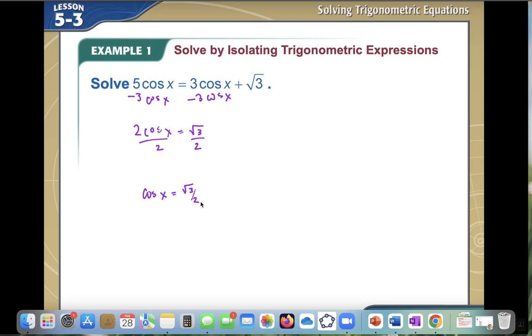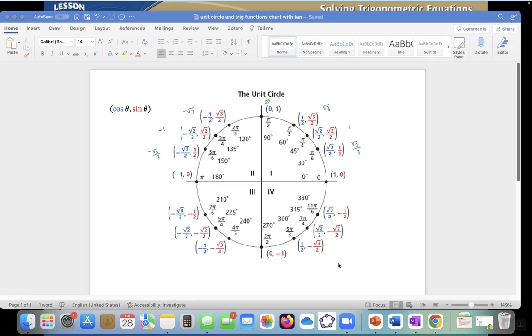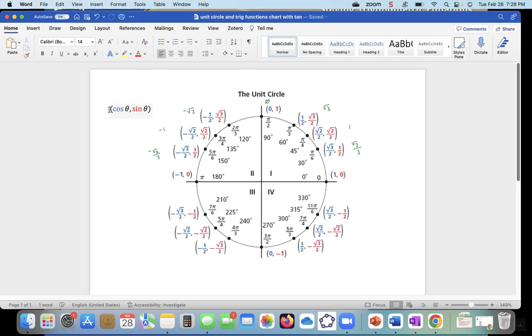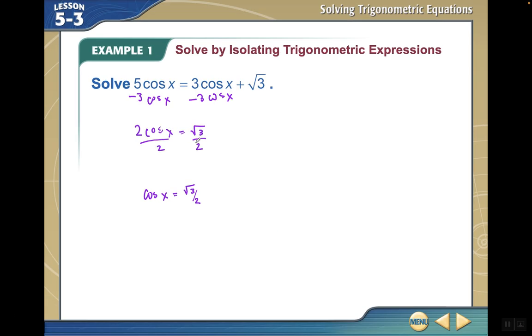So what we're going to do is grab my unit circle and find cosine, which is blue, whenever it's the square root of 3 over 2. So I have one here at pi over 6, and I have one here at 11 pi over 6. So x equals pi over 6 and 11 pi over 6.